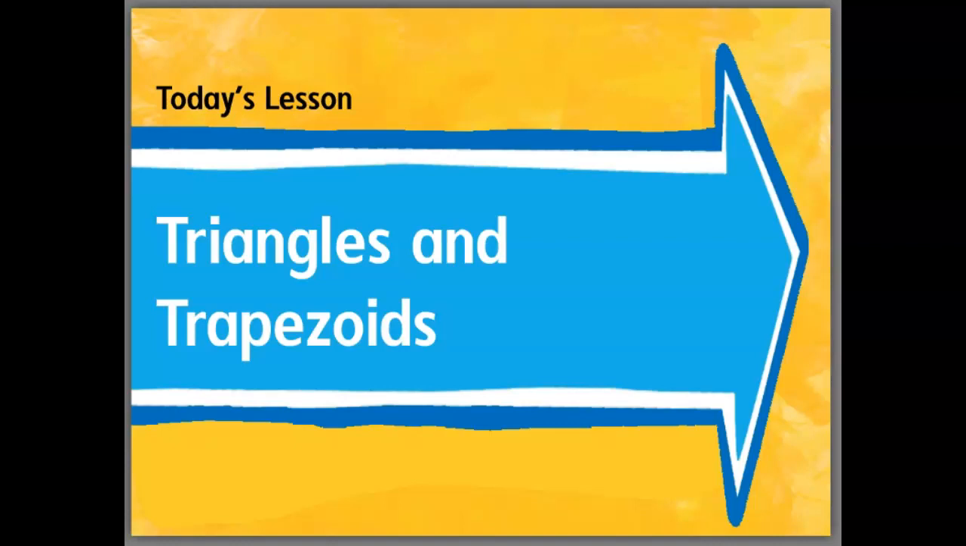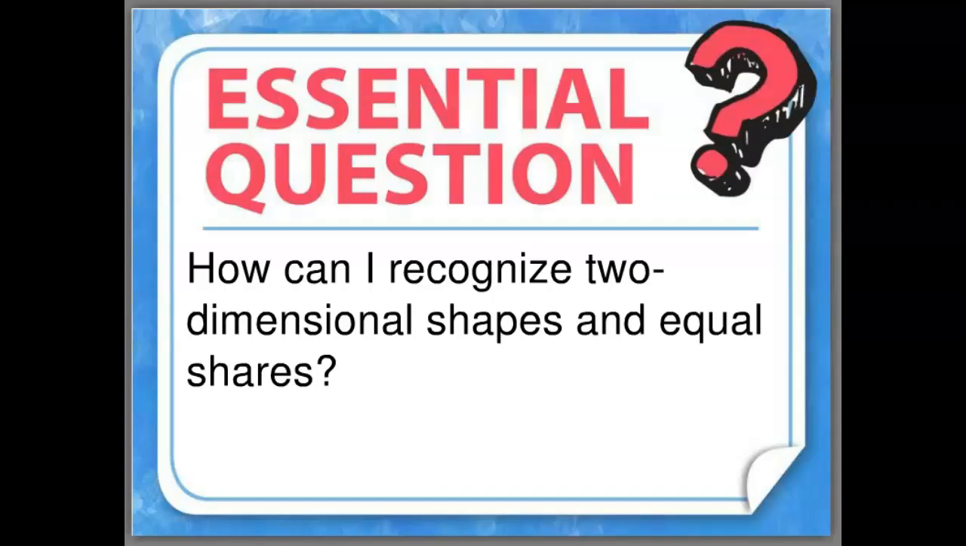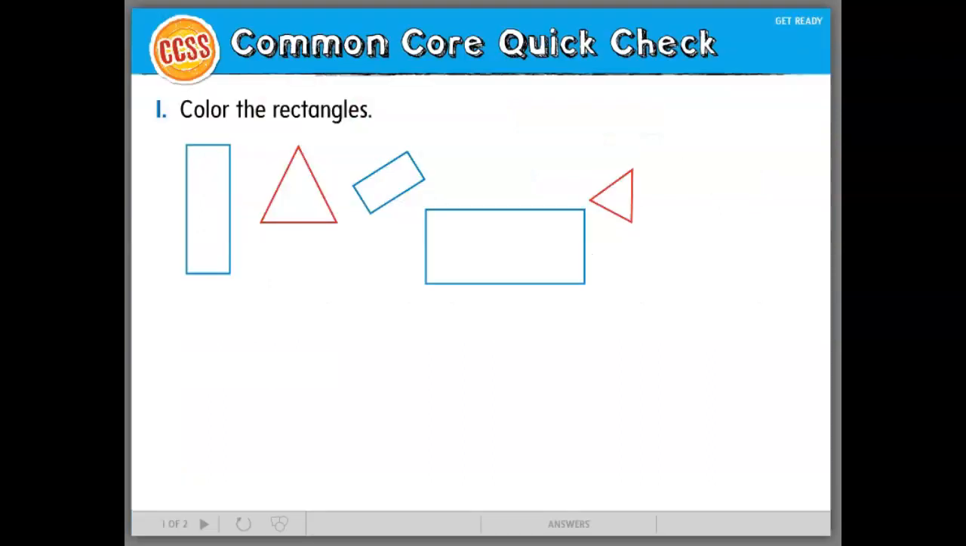Good morning, friends. Today's lesson is about triangles and trapezoids, which are two-dimensional flat shapes. The other day we talked about rectangles and squares, which were also two-dimensional flat shapes. So our focus right now is how we can recognize two-dimensional shapes and equal shares, which we will get to later. Let's review some of what we were learning about the other day.